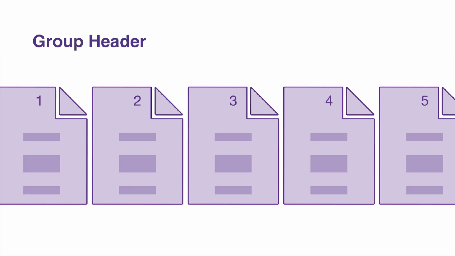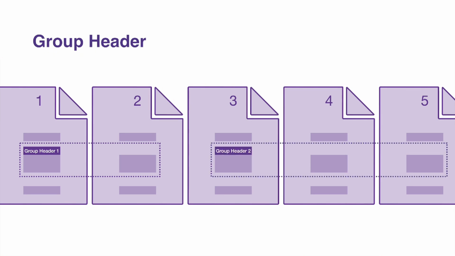Now, the group header and footer. This section is printed at the beginning of each new group of records. You can use the group header to print the group name. For example, in a report that is grouped by product, use the group header to print the product name.